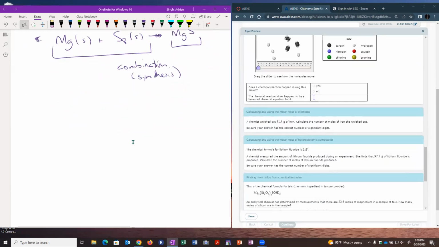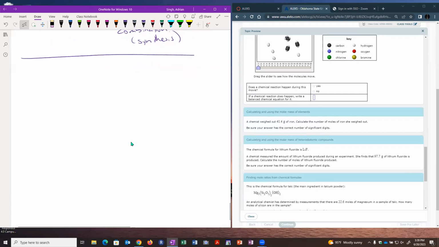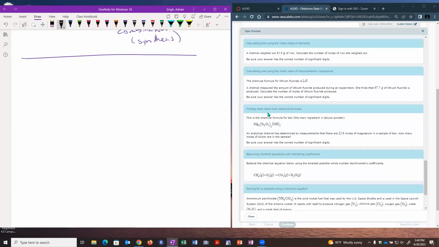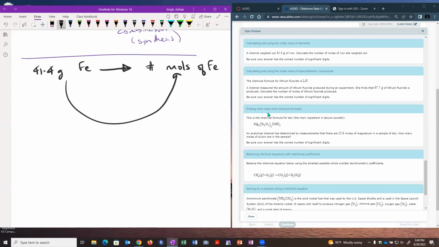All right, let's take a look at some calculation type problems now. So it says a chemist weighs out 41.4 grams of iron. Iron is Fe. Calculate the number of moles of iron. All right, and this is now getting back into the calculation side of things. We're going from grams to moles. Okay, that's what we're trying to do in this problem.